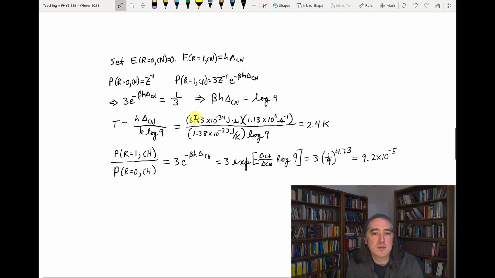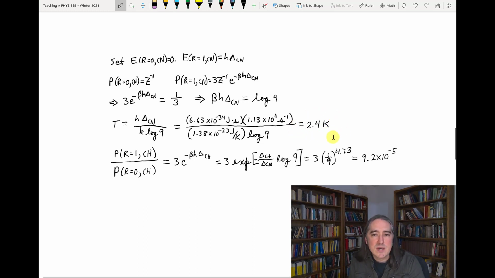And now all we're going to do is stick numbers in for these. Here's Planck's constant. Delta is 113 gigahertz. Remember, gigahertz is 10 to the 9 per second, so 1.13 times 10 to the 11 per second. Boltzmann's constant, log of 9. Plug that all in, and you'll get a temperature of 2.4 Kelvin. Okay, pretty cold, 2.4 Kelvin.